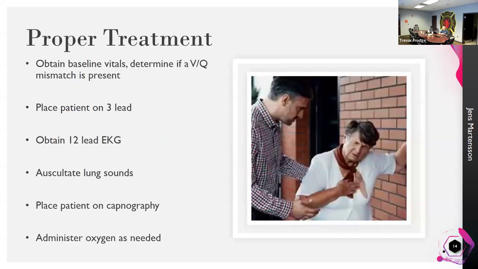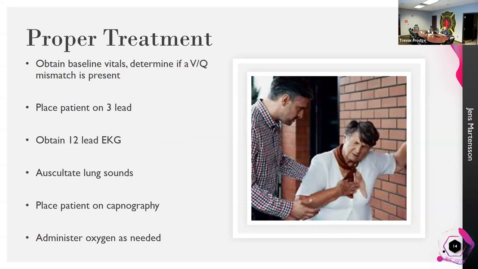So what's that proper treatment? So going back to that 74-year-old female outside that church, she's a little gaspy. So we're going to obtain our baseline vitals and determine if a VQ mismatch is present. So we're going to put her on a 3-lead. We obtain a 12-lead EKG on every respiratory patient. So, hey, she's got some shortness of breath. I'm going to make that BLS. No, you're not. That is going to be a 12-lead. So that will be an ALS run.